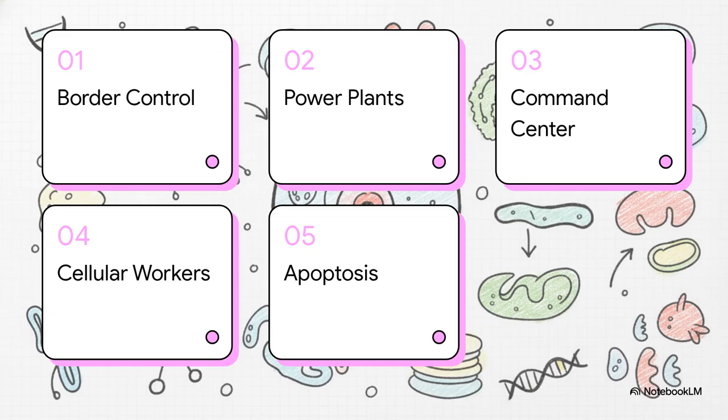Okay, so here's our map for today's explainer. We've got 5 critical districts to explore: border control, the power plants and factories, the command center, the cellular workers, and finally, a self-destruct sequence known as apoptosis.